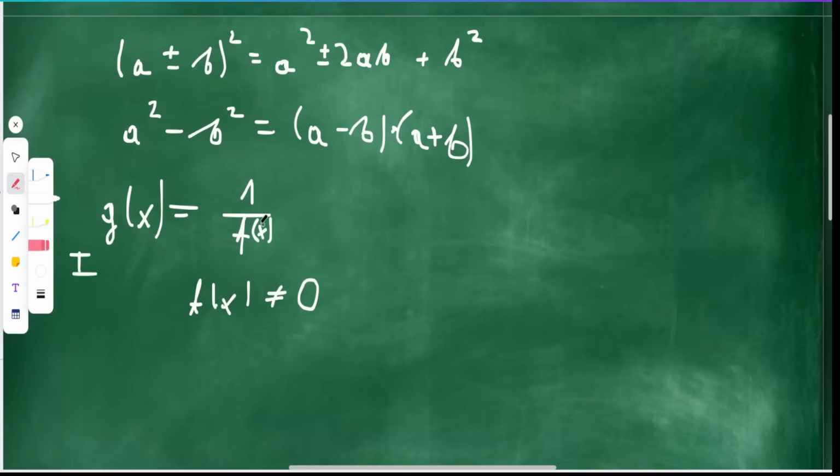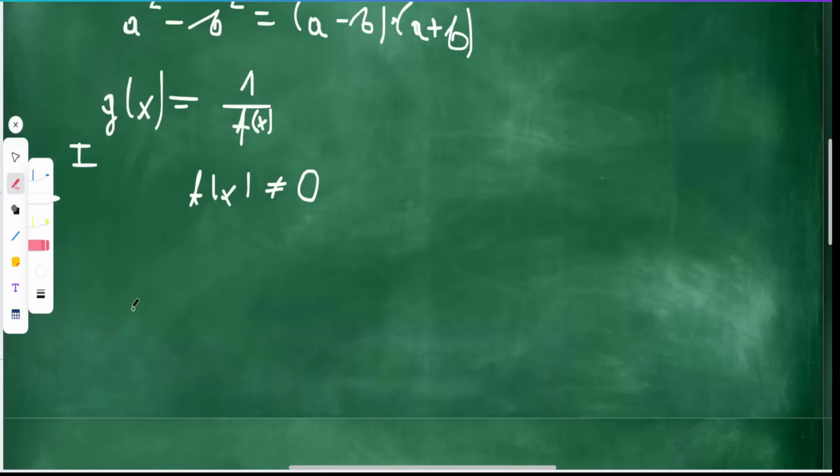If we have such a record that there is some function that has some polynomial in the denominator, we have to remember that this polynomial cannot equal 0. This means that we have to calculate the roots of this polynomial, that is, solutions. And these solutions of this polynomial cannot be inside the domain. That is, we have to eliminate all solutions of this denominator.